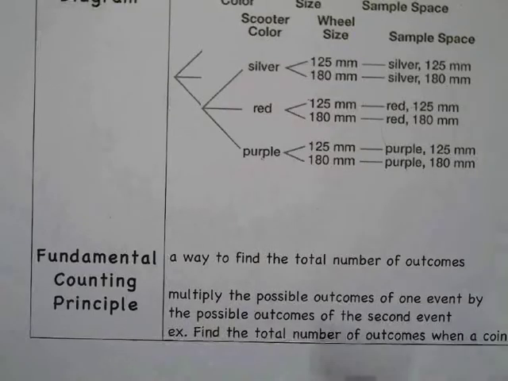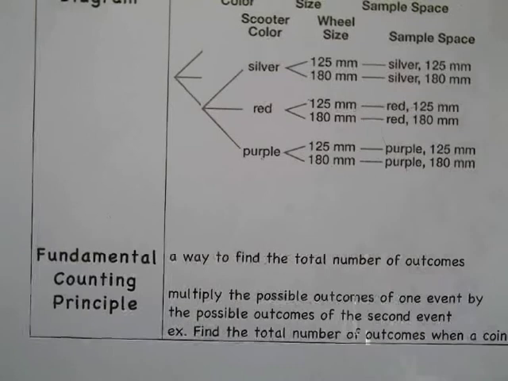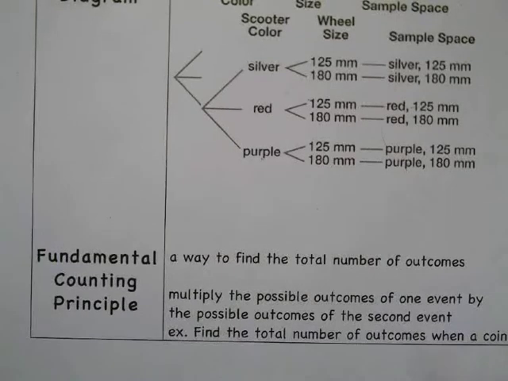The fundamental counting principle is a way to find the total number of outcomes. And all it's saying is that if you multiply the possible outcomes of one event by the possible outcomes of the second event, you can find the total number of outcomes.